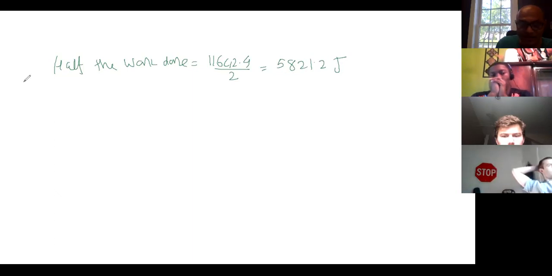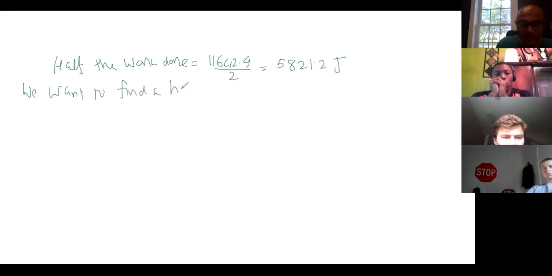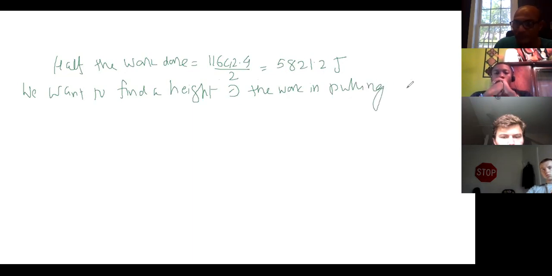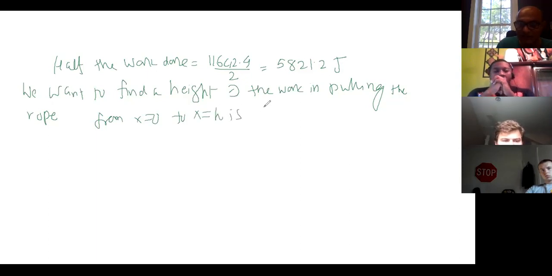So we want to find a height such that, this is the symbol of such that, the work in pulling the rope from x is equal to 0 to some height, x is equal to h, which we are looking for, is 5821.2 joule. That is the meaning. That means I am looking for integration 0 to h.